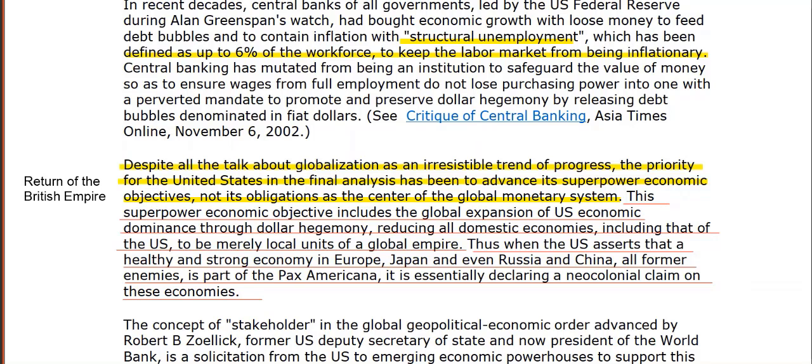Damn. Thus, when the U.S. asserts that a healthy and strong economy in Europe, Japan, and even Russia and China, all former enemies, is a part of Pax Americana, it is essentially declaring a neo-colonial claim on these economies. In other words, we are the emperor, and basically all the other economies serve us, which they're fighting for right now.